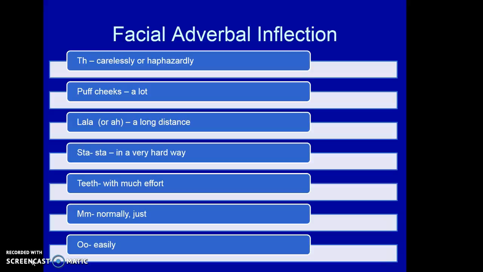The first example we have is this one. It's labeled TH. And when that accompanies a verb, it means that the verb was done in a careless or haphazard way. So you could read something in a careless way, or drive in a careless way. Secondly, you have the puffed cheeks, which gives the idea that something is done a lot. Perhaps you work a lot, or you read a lot.